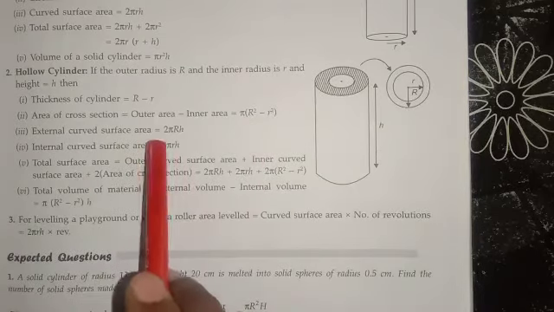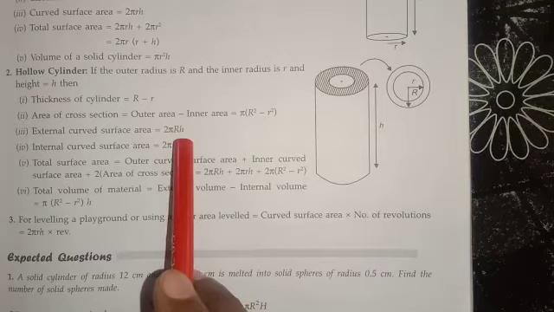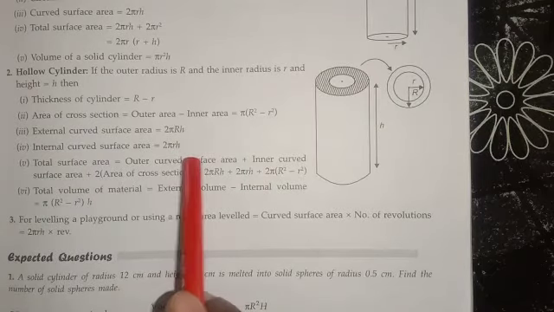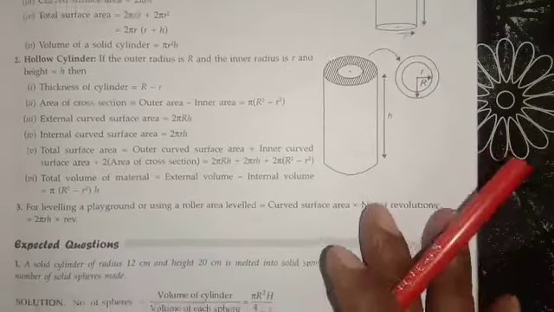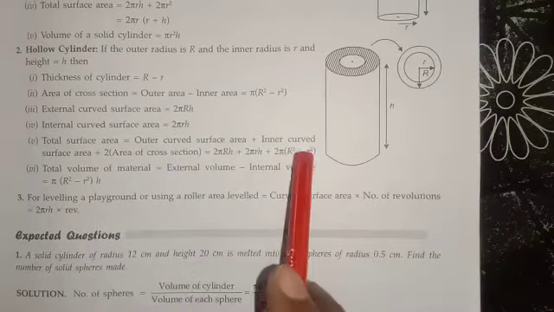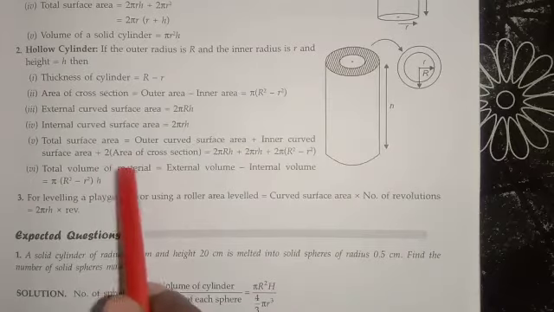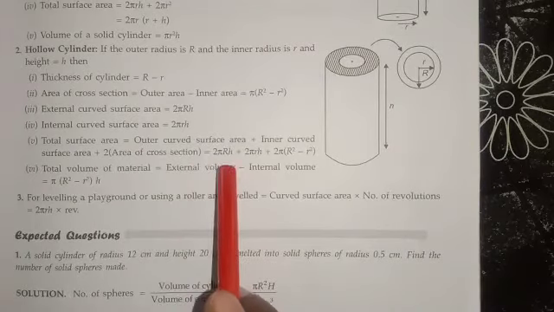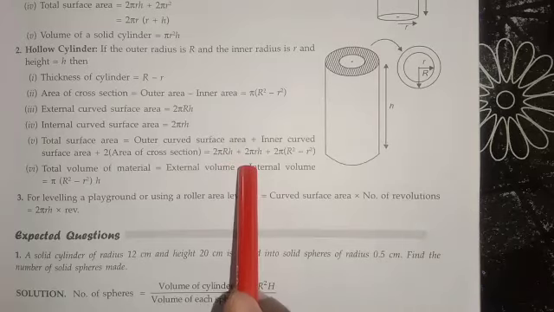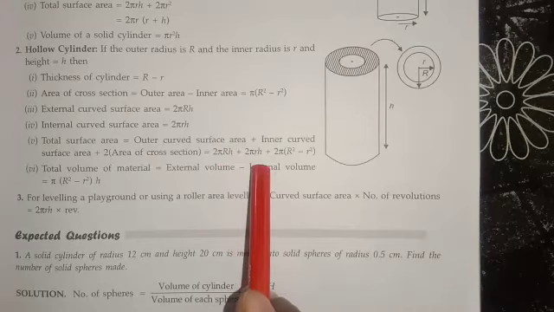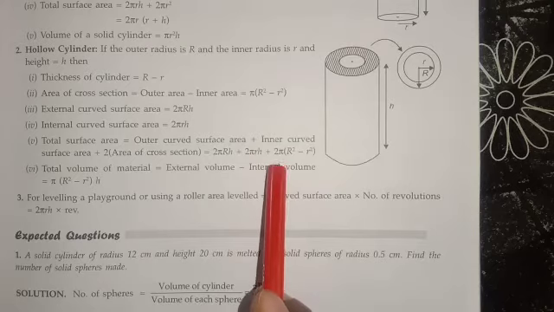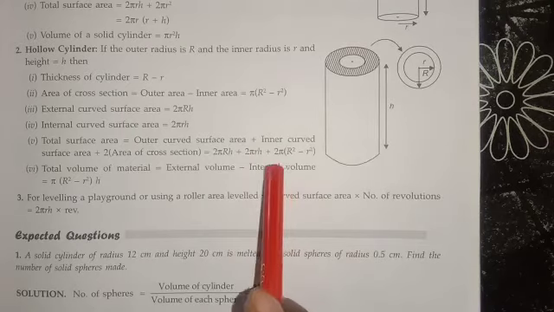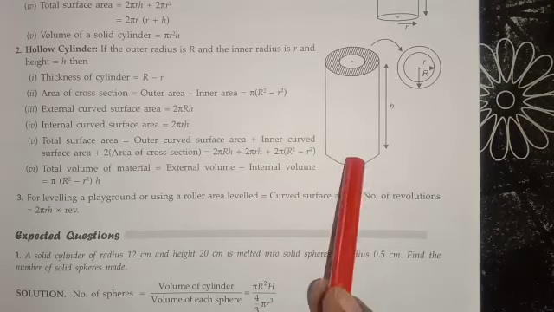External curved surface area is 2 pi capital R into h, and internal curved surface area will be 2 pi small r into h. Total surface area will be outer curved surface area plus inner curved surface area plus 2 into area of the cross section, that is the base area. The outer curved surface area 2 pi R h plus inner curved surface area 2 pi r h plus area of the base twice, that will be area of the ring, pi (R square minus r square) whole into 2. Okay, this is the total surface area of the hollow cylinder.